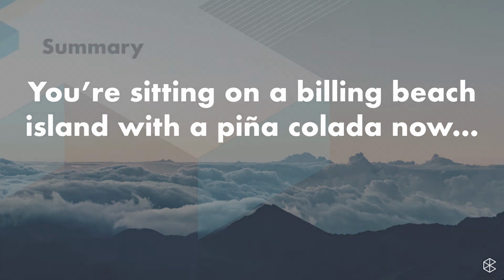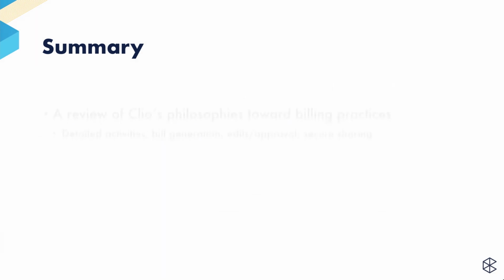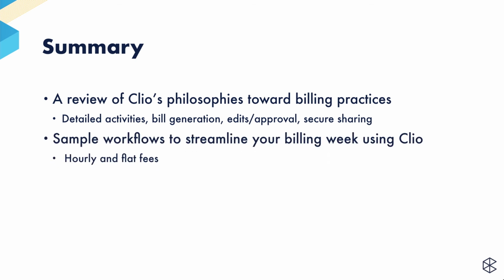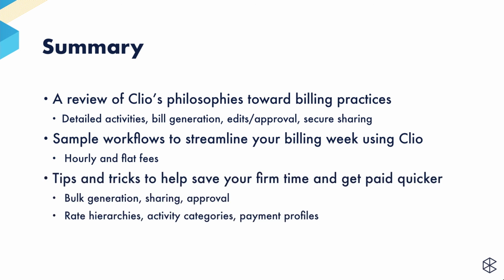So I'm just going to give you a quick summary here of the things we talked about. One, we talked about a review of Clio's billing philosophies and how we try and approach billing practices. So that's detailed activities, that's bill generation, that's edits and approvals, that's secure sharing. Two, we talked about sample workflows for streamlining your billing workflows in Clio, both hourly and for flat fee. Three, we talked about some tips and tricks to help you save your firm time and get paid quicker. And that includes things like bulk generation, sharing, approval, rate hierarchies, activity categories, and lots more.